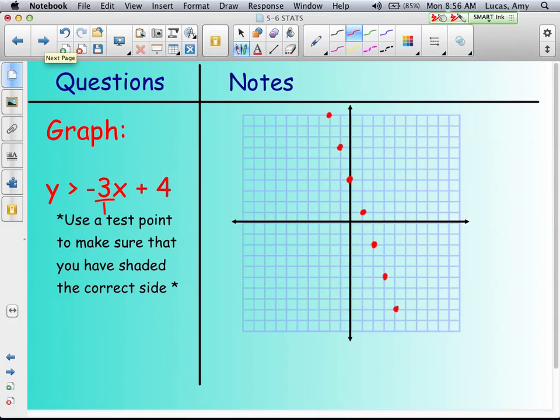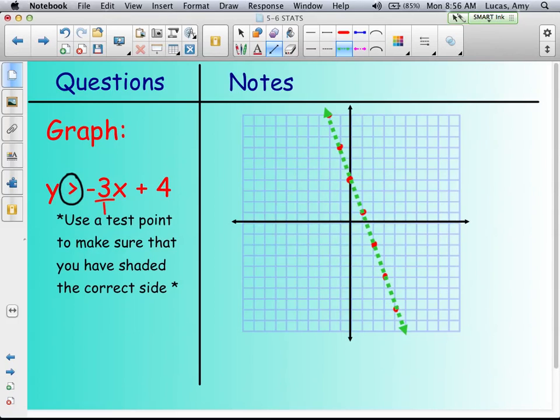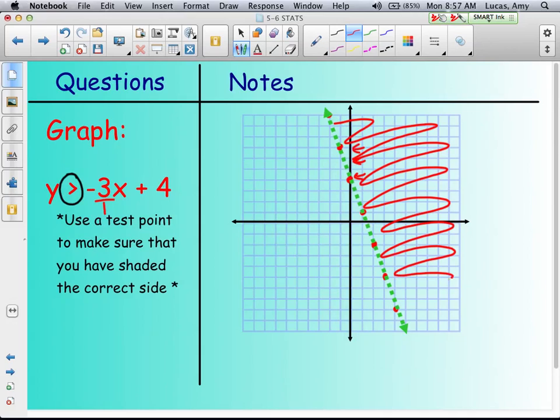Now, I want you to notice that my inequality symbol is just a greater than. So that means that I am going to need to have a dashed line. So here's my dashed line. And because it's a greater than symbol, I would like to say that I'm going to have to shade above. So look at where the intercept is right here. Above that y-intercept is going to be up here. So this is the side that I believe I need to shade for my half plane. So this is an open half plane.